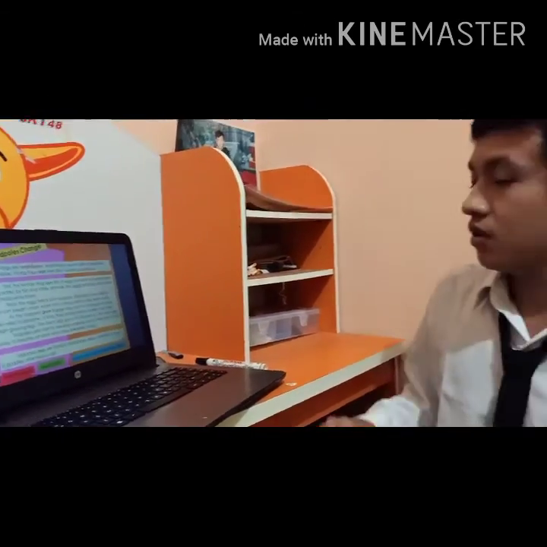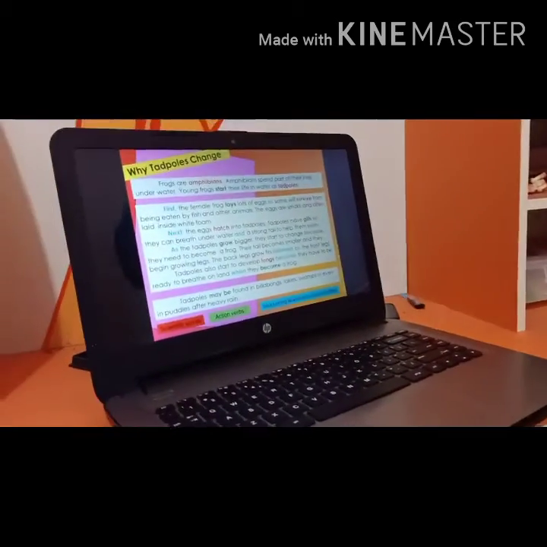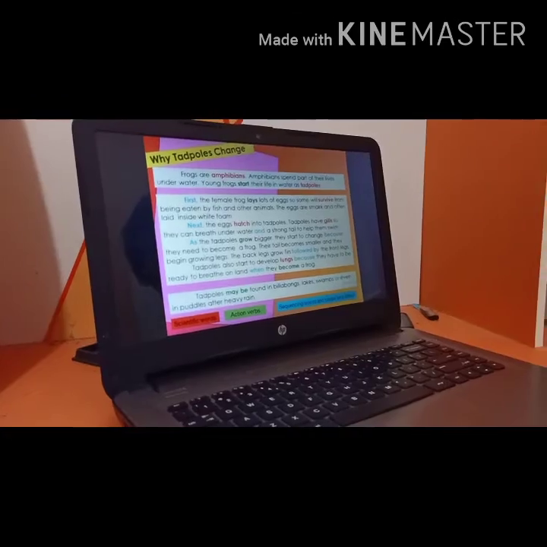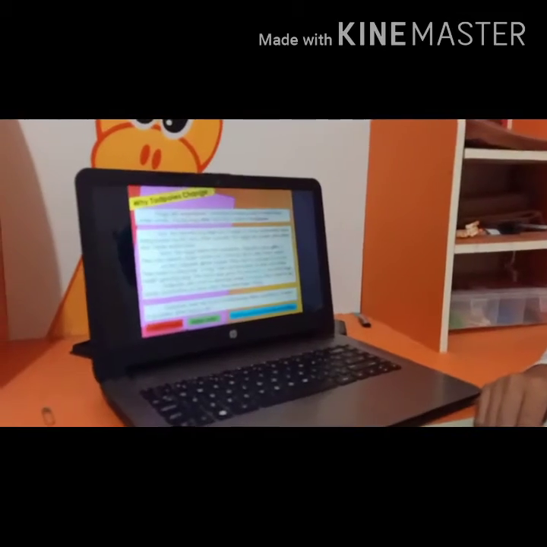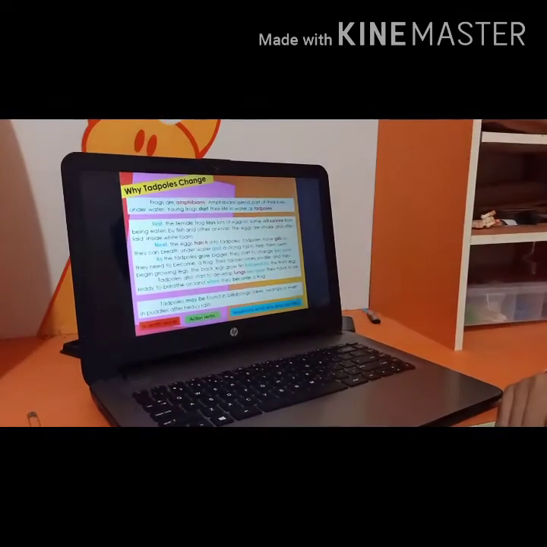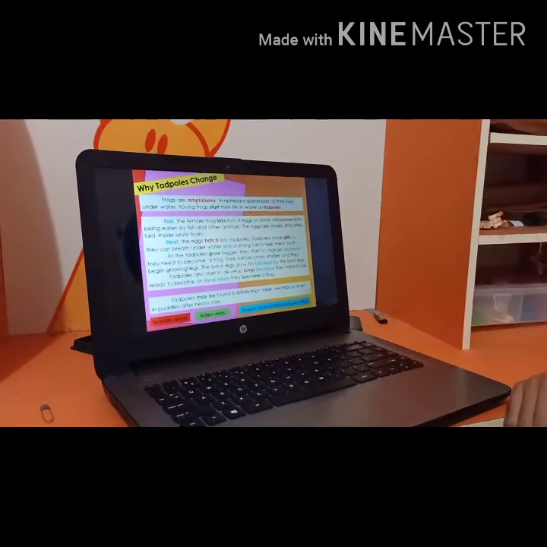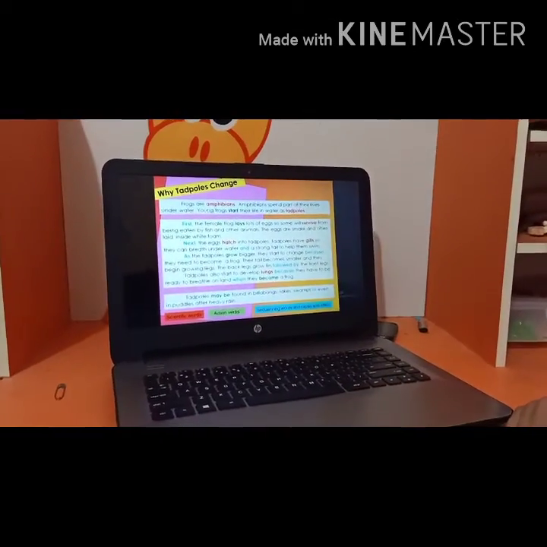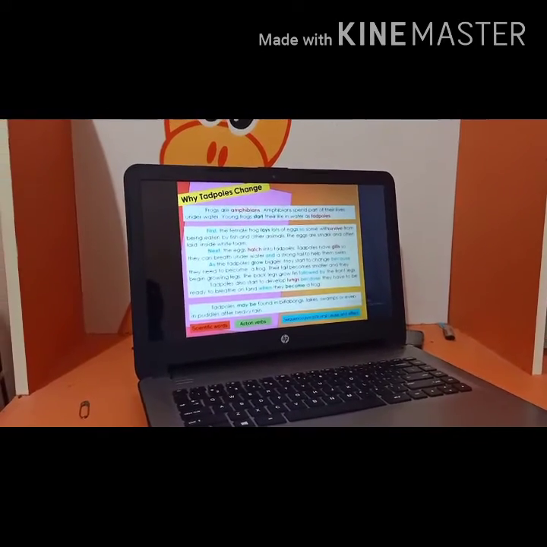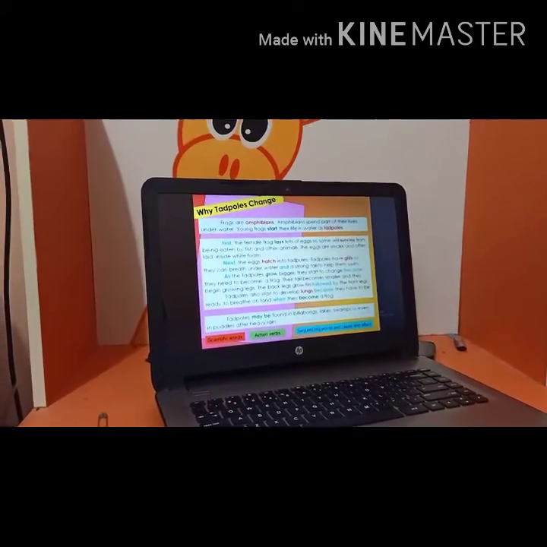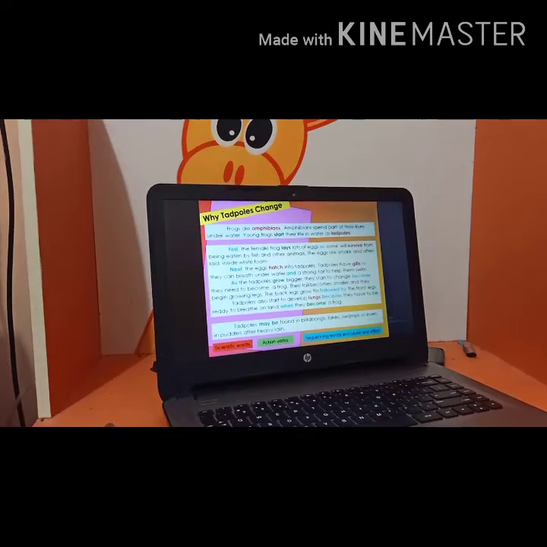Okay. This is the example of explanation text. Why tadpoles change? Frogs are amphibians. Amphibians spend part of their life underwater. Young frogs start their life in the water as tadpoles. First, the female frog lays a lot of eggs, so some will survive from being eaten by fish and other animals. The eggs are small and often laid inside white foam. Next, the egg hatches into a tadpole. Tadpoles have gills so they can breathe underwater and a strong tail to help them swim.